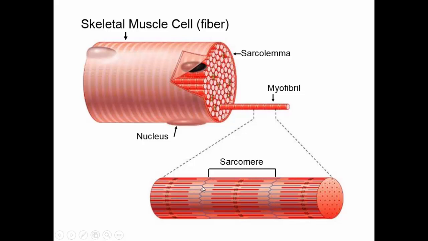A sarcomere runs from what we call Z-line to Z-line. These thin filaments are anchored here, and if we can shorten this somehow, we will pull these Z lines toward the M line, this middle line here, and that will shorten the sarcomere.